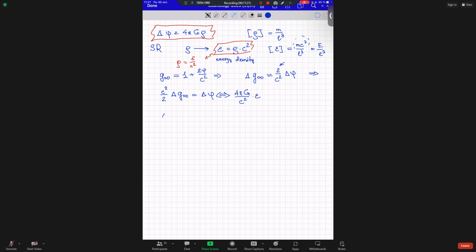Or finally, I can write that Laplacian g_00 equals 8πG divided by c^4 times epsilon. So what do we obtain? We obtain the equation for the case, in principle, this is a relativistic equation, which corresponds to the case of the weak gravitational field. Of the weak, but in any case, taking into account the relativistic properties of the gravitational field.